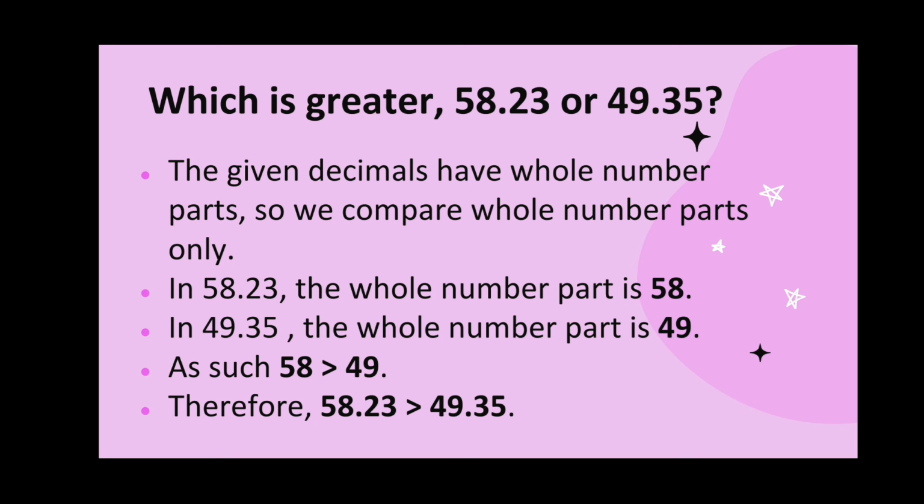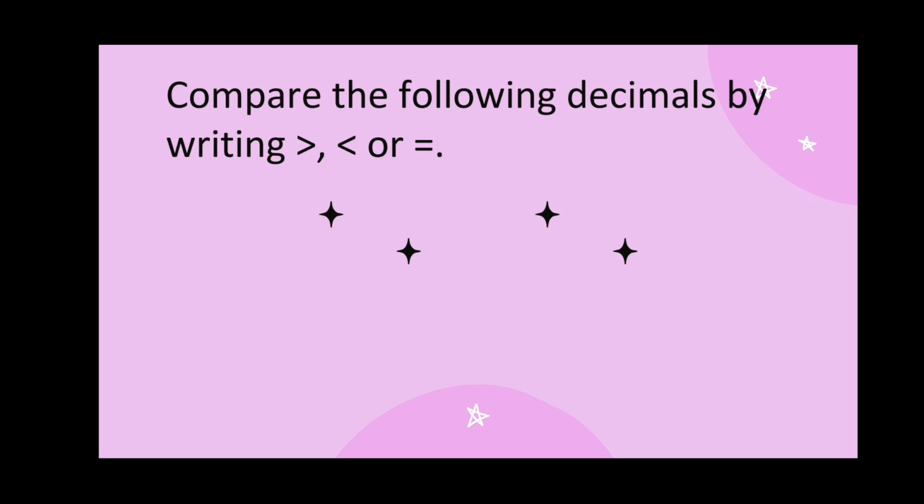Therefore, 58 and 23 hundredths is greater than 49 and 35 hundredths. For more examples, let us compare the following decimals by writing greater than, less than, or equal.